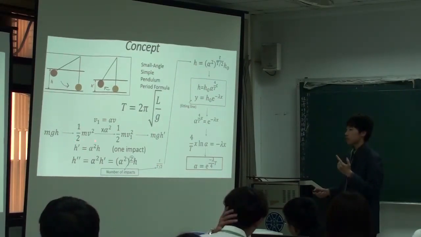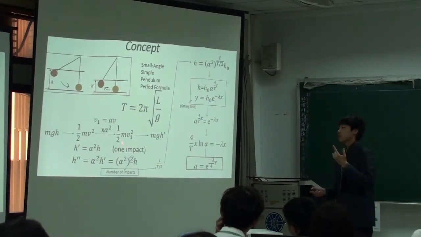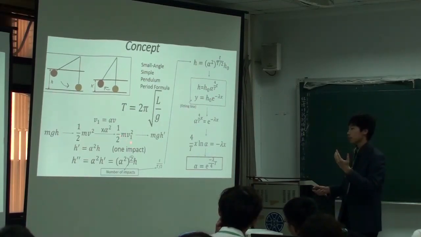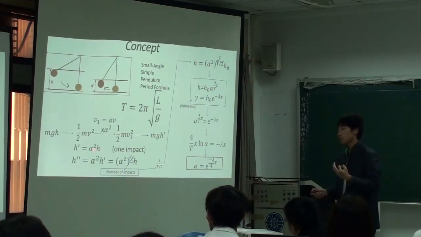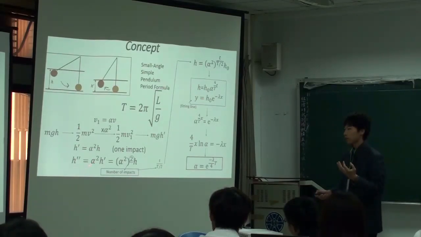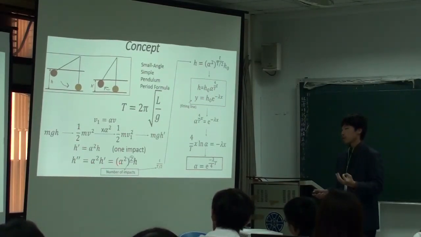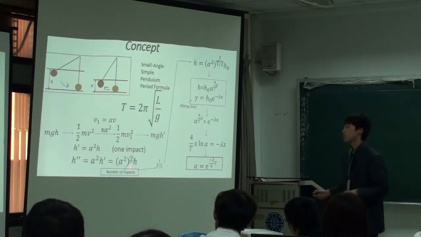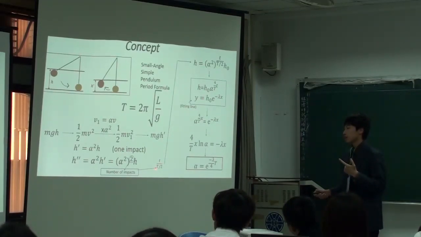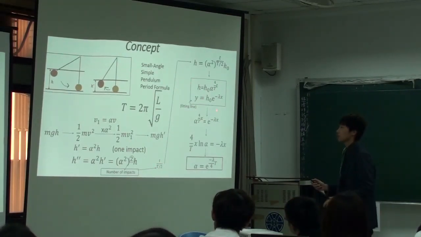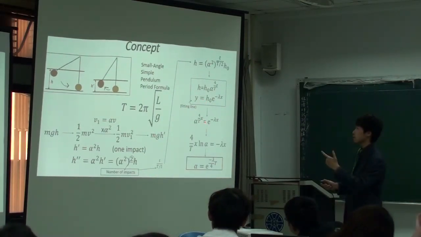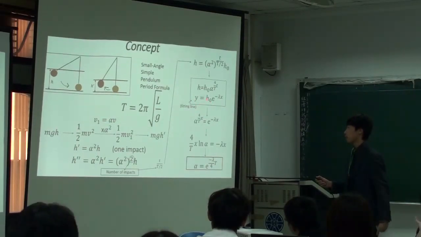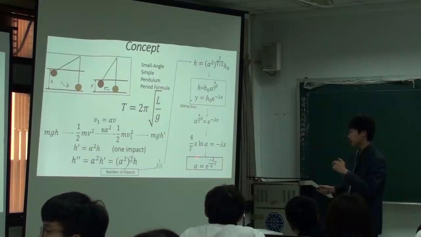mgh becomes half mv squared, and multiplied by alpha squared becomes half mv1 squared, which becomes mgh prime. h prime equals alpha squared h. This is one impact, and h double prime equals alpha squared h prime, which equals alpha to the fourth h. This exponent is the number of impacts, so it will be like this. This is time, and this is period. You can get this, and when aligned, you can get this. This is the fitting line. You can get this.